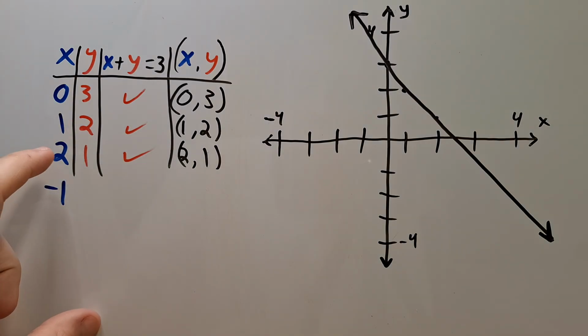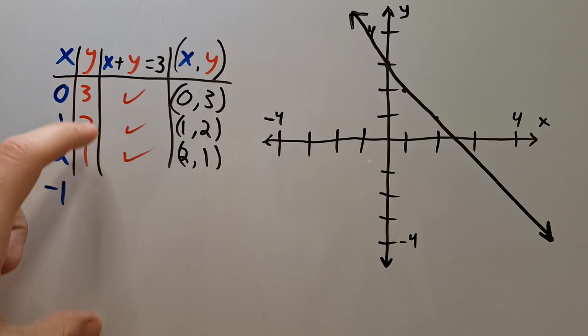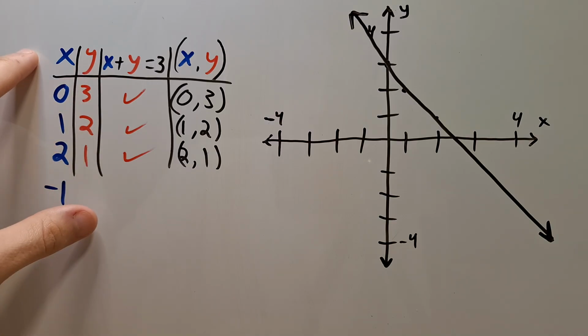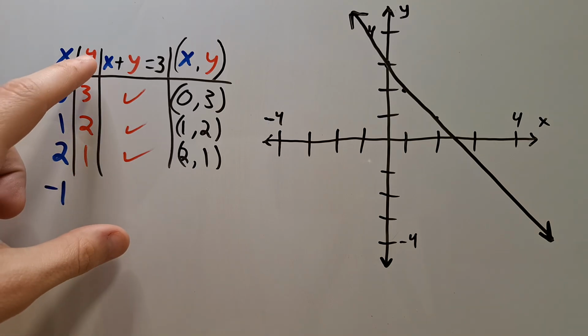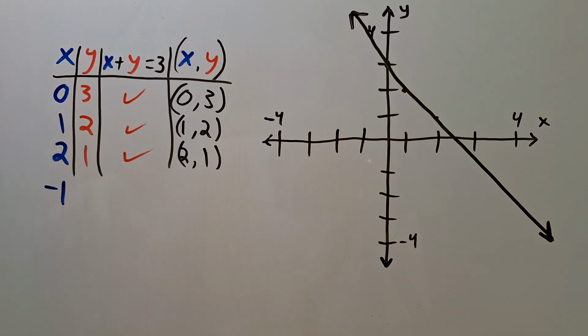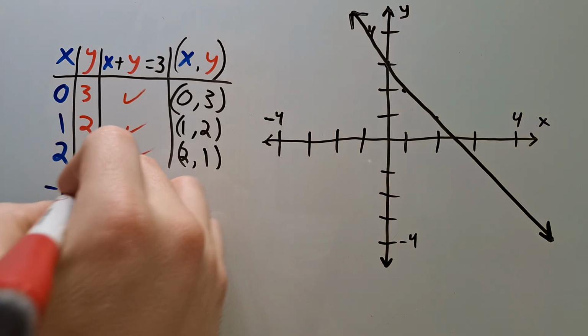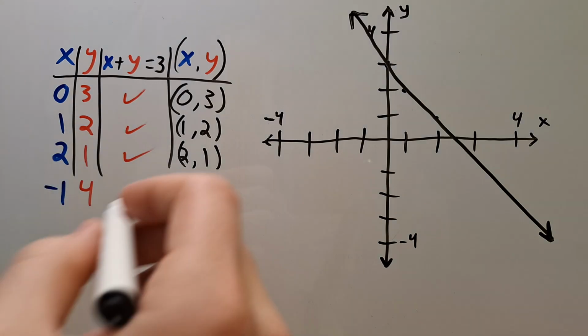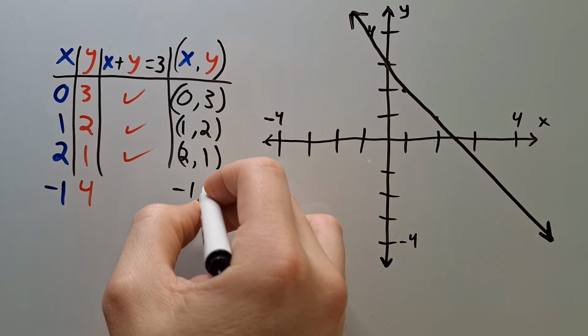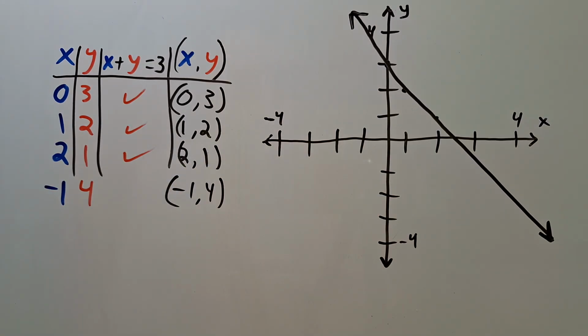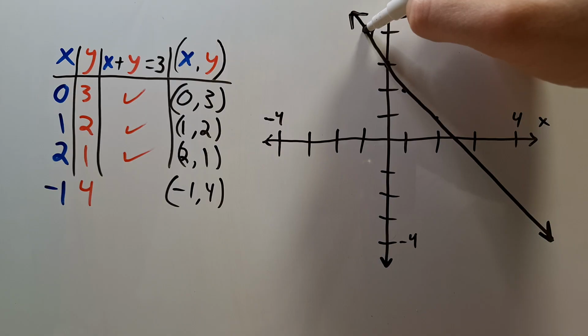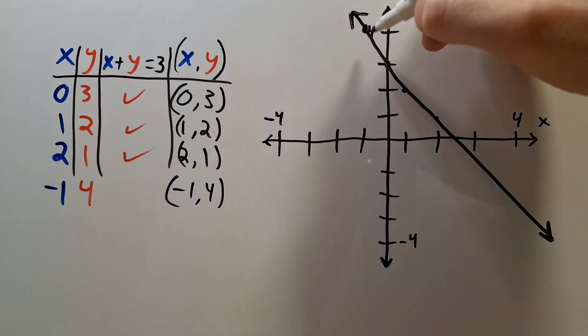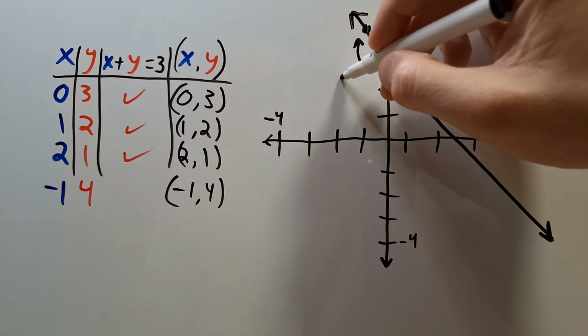So if I look, each of these are getting larger now as the x value gets smaller. So if -1 plus some value equals 3, that means that solution is going to be 4, giving me the ordered pair (-1, 4), because -1 plus 4 gives me 3. And if I plot that point, it's going to be right here. That was the point that I had just found.